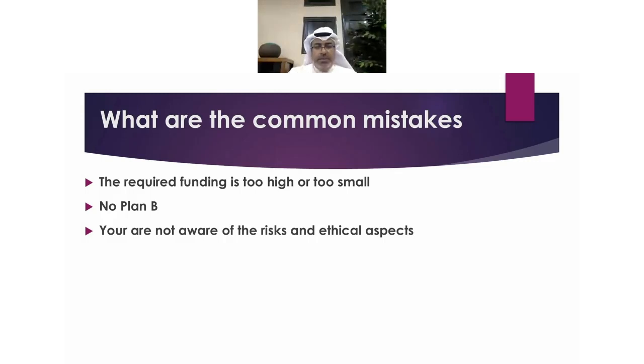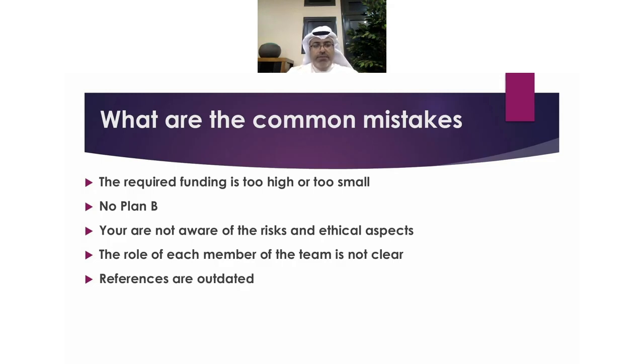The role of each member of the team is not clear. This is also a mistake. You have to assign the role for each member of the team very clearly. Don't say I need two contributors and then not differentiate between the responsibility of the first contributor and the responsibility of the second contributor, for example. References are outdated. This is very common, actually. If you use very old references, all from the 70s or 80s, while there are good publications published last year, in 2019 or 2020, you always have to update your references in the background of the proposal before you submit it.